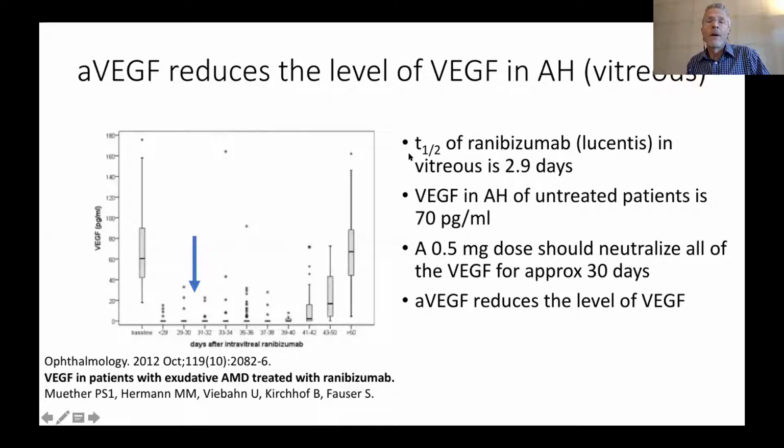Now the half-life of ranibizumab is 2.5 days in the vitreous, and when you inject this amount of the drug, you expect it to last for approximately 30 days. So the blue arrow indicates the theoretical half-life of the drug and how long the patient's VEGF level should be suppressed. And you can see that, in fact, it was suppressed for this amount of time, but the suppression extended a bit longer, and it took about 50 days until the level of VEGF rebounded to the pre-therapy level.